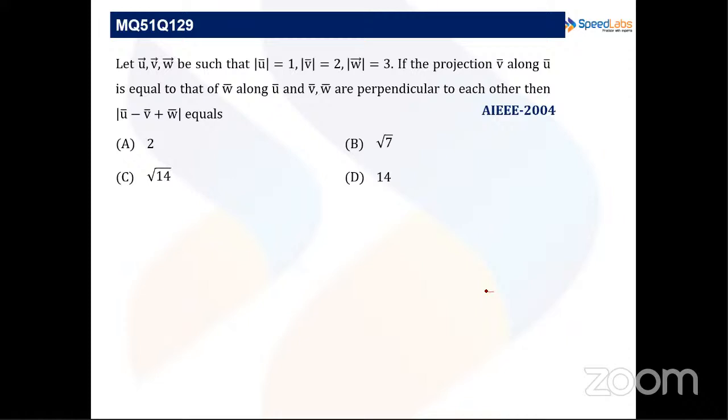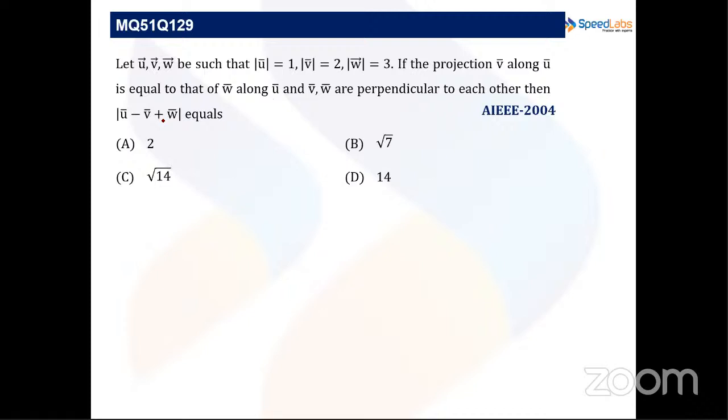Now moving to the next question, we are given u, v and w such that mod u is 1, mod v is 2, and mod w is 3. If the projection of v along u is equal to that of w along u, and v and w are perpendicular to each other, then we need to find the value of mod of u minus v plus w.